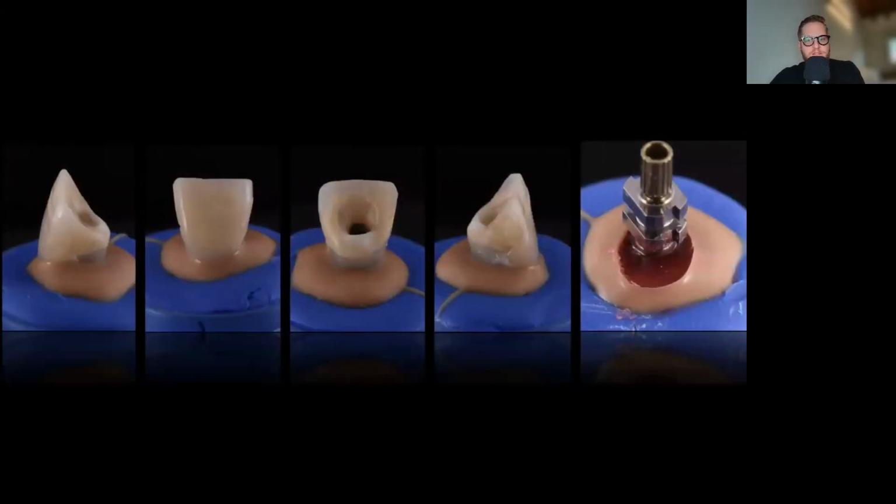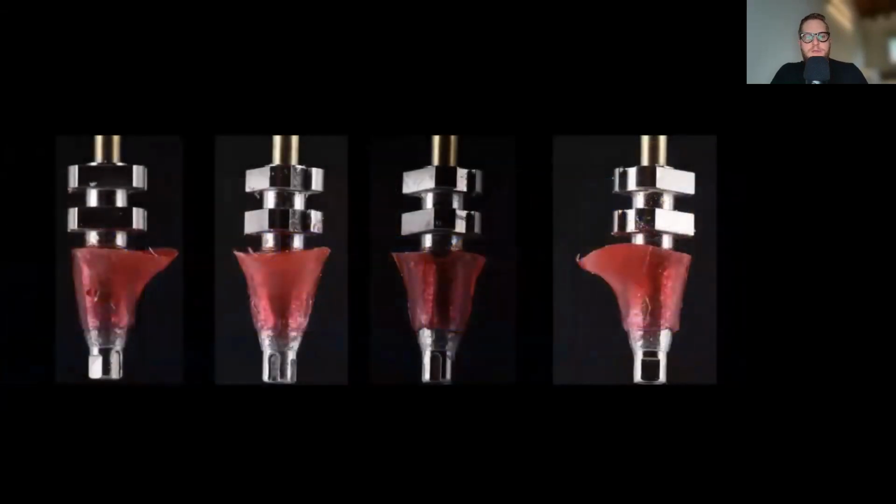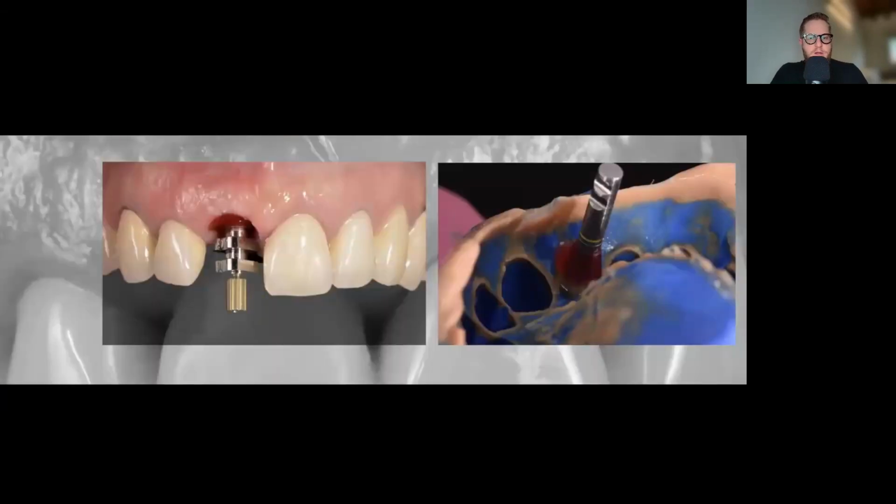using this very, very easy technique in which you connect the provisional to an analog. Once you have that, you're going to use PVS material and you're going to duplicate those contours. And then you're going to be using this open tray impression coping with some GC pattern to duplicate that submucosal area and to make sure that we're able to transfer that information properly to the lab.